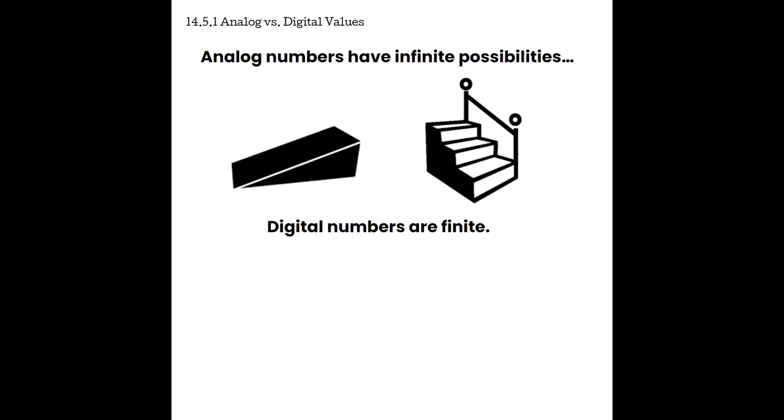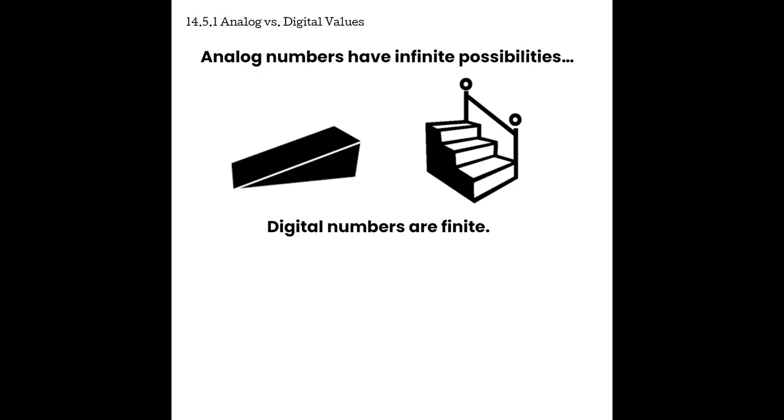So when we think about analog, we know that analog numbers have infinite possibilities. So if you think about a ramp, think about standing on that ramp. You can be anywhere on that ramp and have a different value of your location. It'll have a very defined number, but just moving just the tiniest little bit will redefine where you are on that ramp. Analog numbers have infinite possibilities, are very real life.